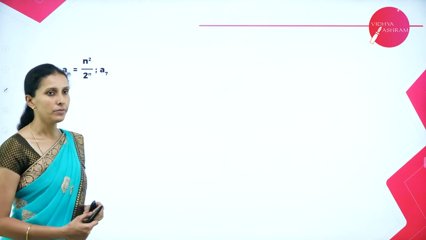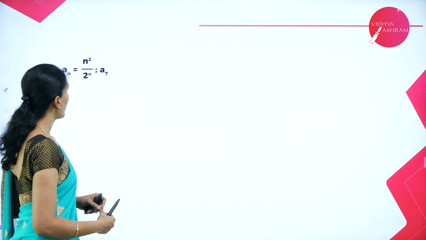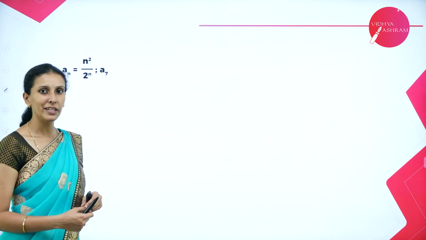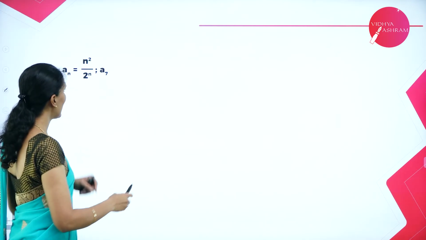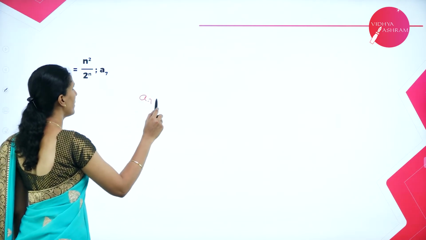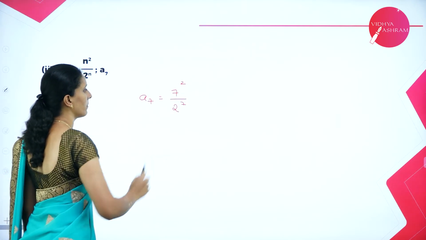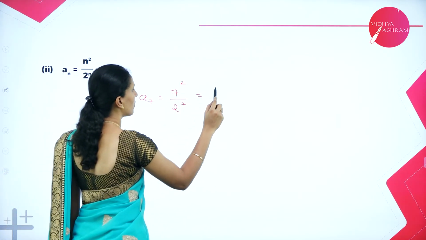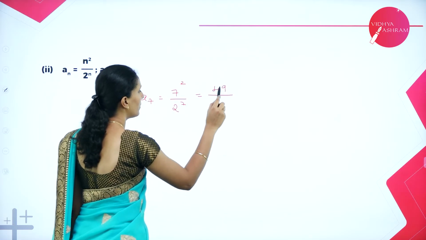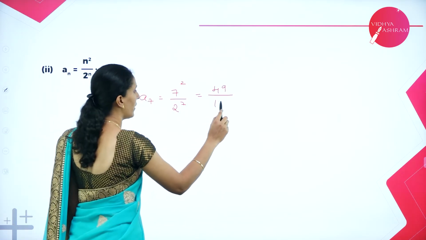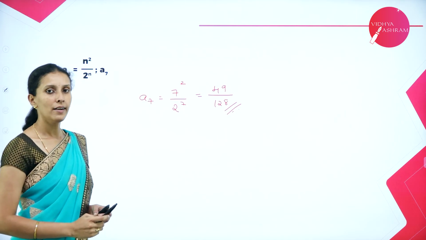So the next question, an is equal to n square by 2 power n. Given term is a7. So let's calculate a7. a7 is equal to 7 square divided by 2 power 7. So you can cancel it, or you can write the answer 2 power 9 divided by 128. So this is the answer.